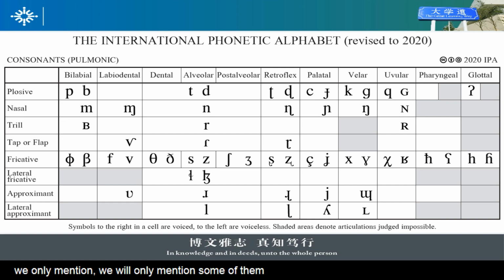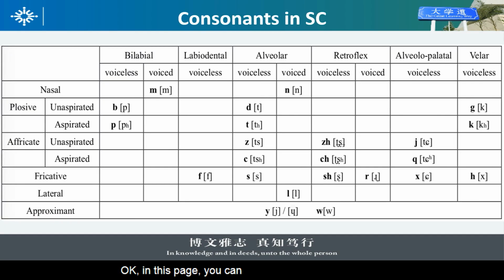But luckily, we will only mention some of them, especially those related to Standard Chinese. In this page you can find a very familiar consonant system, if Chinese is your mother tongue. These are the consonants in Standard Chinese. Still remember in primary school, in the first grade, we always start by studying Hanyu Pinyin.